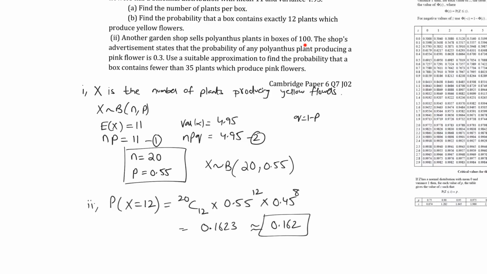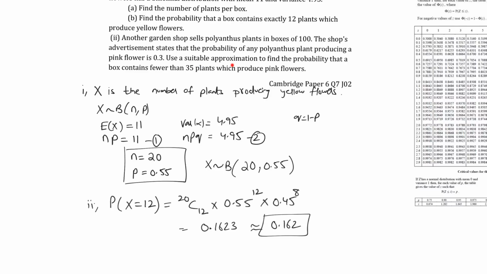of 100. The shop's advertisement states that the probability of any polyanthus plant producing a pink flower is 0.3. Use a suitable approximation. So we will check which suitable approximation they are talking about to find the probability that a box contains fewer than 35 plants which produce pink flowers.